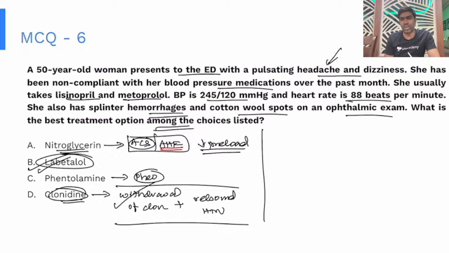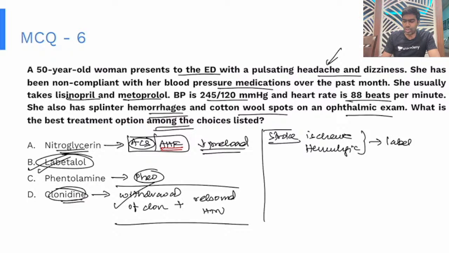So what are going to be the choices of antihypertensive drugs? Whenever you talk about a stroke, whether it's an ischemic stroke or a hemorrhagic stroke, you're going to use labetalol as the first choice. In case they ask you the alternatives to labetalol, then maybe nicardipine or clevidipine may be an alternative. They are excellent choices, but unfortunately, as I told you, nicardipine and clevidipine are not available in India so far.